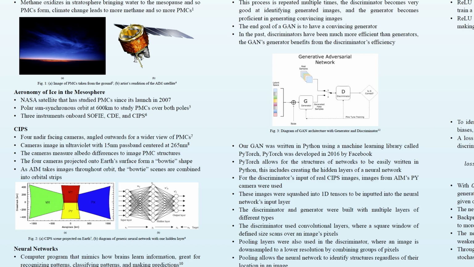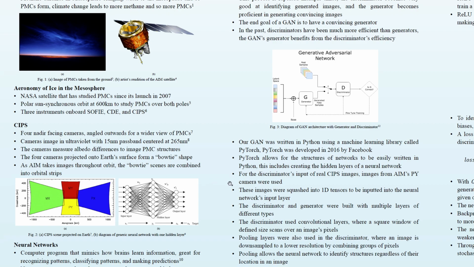So when these 4 cameras take an image, you can project their image onto the surface of the Earth, and you get this kind of a bow tie shape that you see here in Figure 2a.